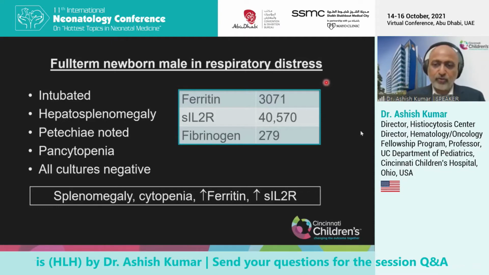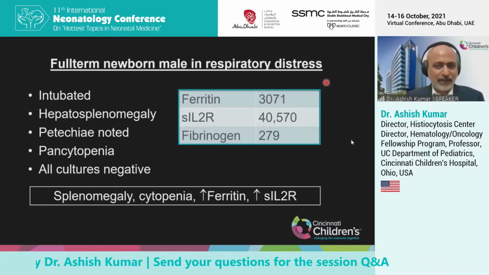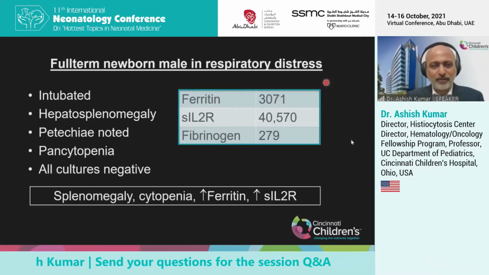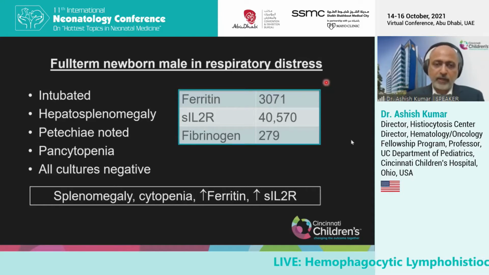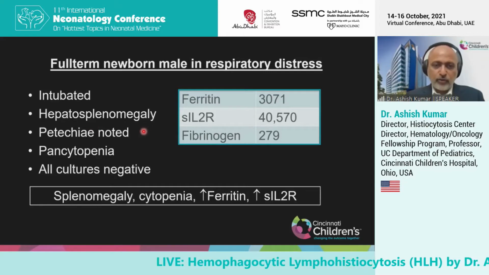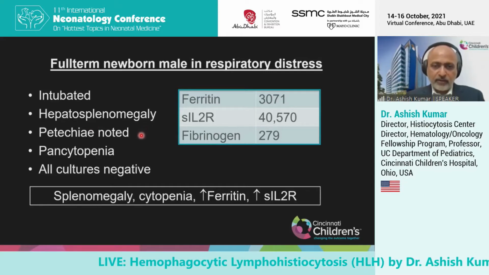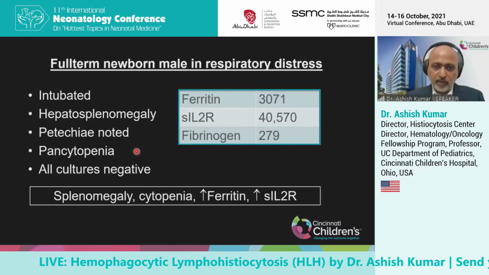And this is a true case, and I have several like this. So we got a call from the newborn ICU, from our NICU, saying that there was a full-term baby male who was born and found to be in respiratory distress, and was very difficult to revive, and eventually ended up having to be intubated. And they found that there was a massive liver and spleen enlargement, also noted to have petechiae, and that led to the CBC, which showed the baby had pancytopenia.